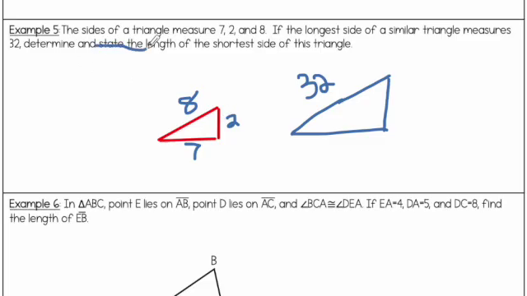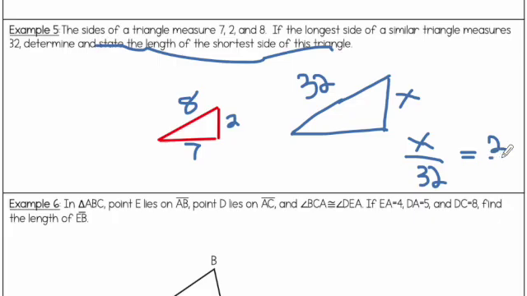Okay, so state the length of the shortest side. This is our shortest side. 2 times 4 is 8. Okay, you could have also set up a proportion to solve, x over 32 equals 2 over 8. If I'm going this way, 8 times 4 is 32. 2 times 4 is 8. X equals 8. So the shortest side is 8.